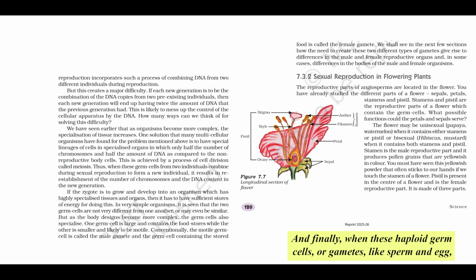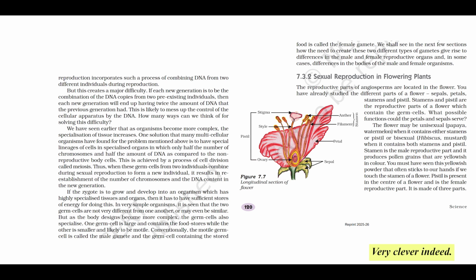And finally, when these haploid germ cells, or gametes, like sperm and egg, from two individuals combine during fertilization, the original correct chromosome number and DNA content are reestablished in the new generation, forming the diploid zygote. This elegant mechanism ensures DNA content remains constant across generations, while still allowing the crucial combination of variations. So meiosis halves the chromosomes in sperm and egg, so when they combine, the baby gets the normal number.